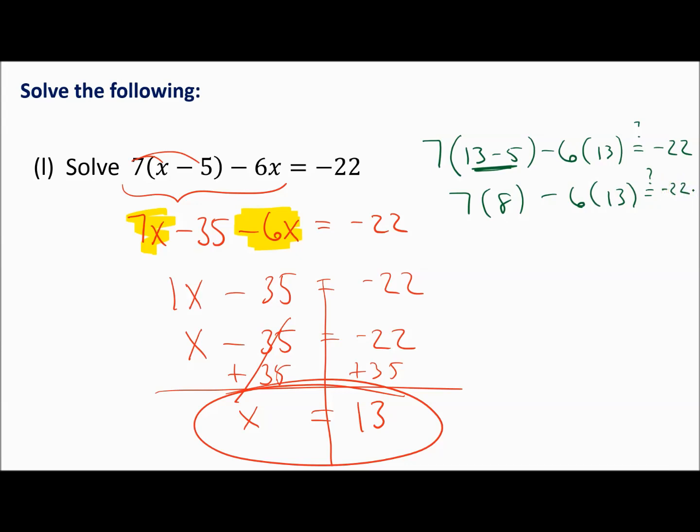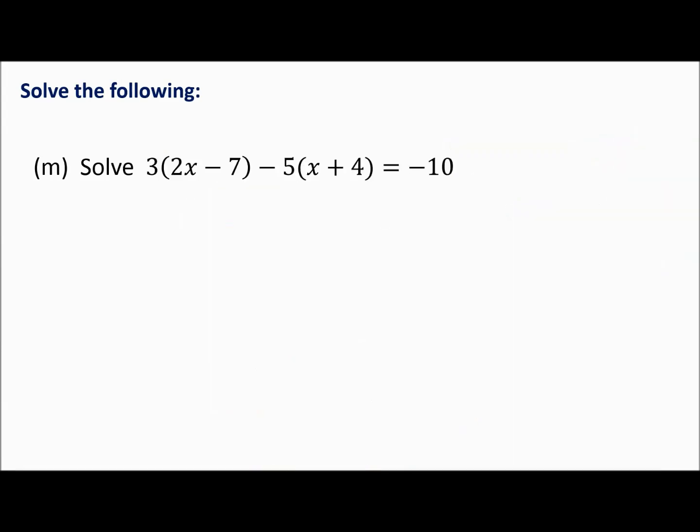7 times 8 is 56. Have to multiply here as well. 6 times 13 is 78. And then when you subtract 56 minus 78, you do get a negative 22, so it checks out. So I know this answer is correct. I think it's worth your time and learning to pause it and work through this problem.